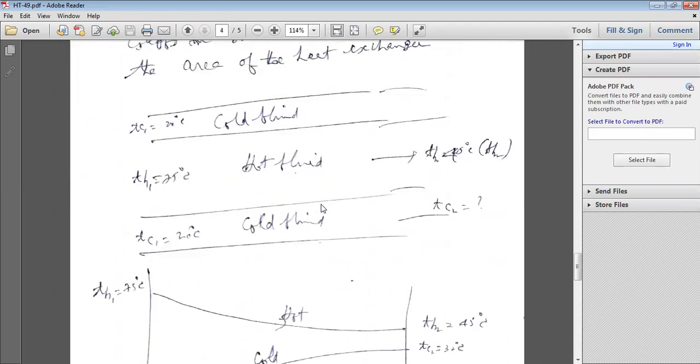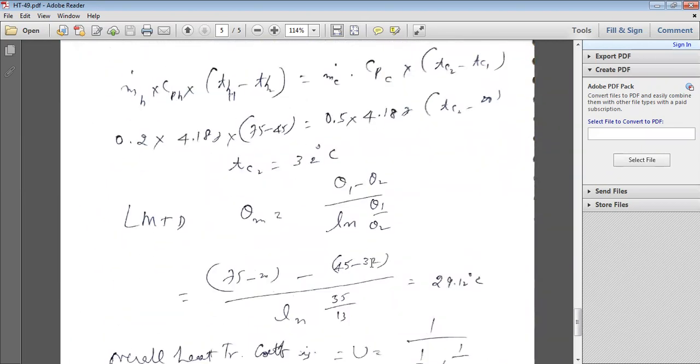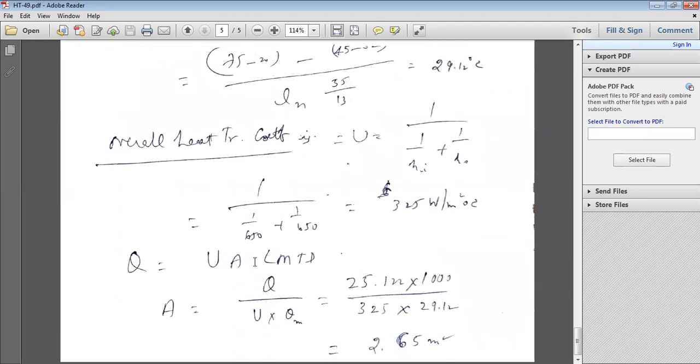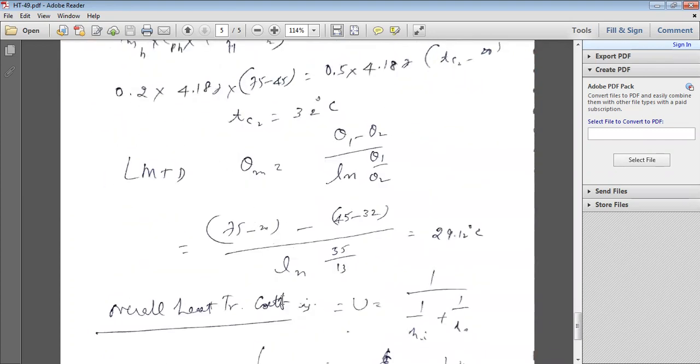Then what is our requirement now? Calculate the area of the heat exchanger, A. How do you calculate it? By using this formula: Q is equal to U A into LMTD. Overall heat transfer rate Q is equal to U, the overall heat transfer coefficient, into area into LMTD, log mean temperature difference. From this relation, you can calculate area A as Q by U into LMTD. You can calculate LMTD, you can calculate Q. But the overall heat transfer coefficient is not given directly in this problem. For that, you have to analyze and calculate.